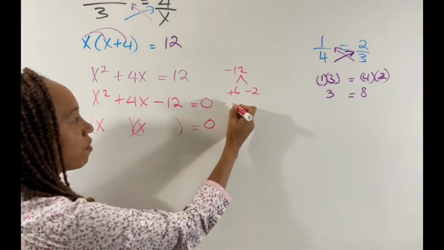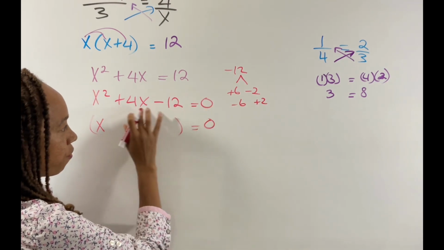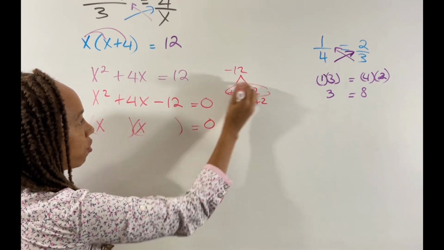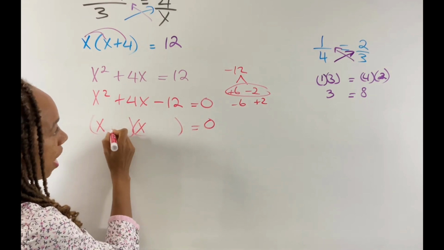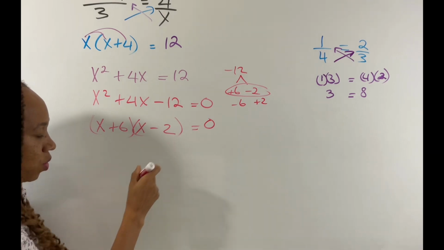If you find yourself doing negative 6 and positive 2, then you know this will give you negative 4. You can't use that one. You would have to use the other set. Alright, so now you have x plus 6 and x minus 2, and you put those in.